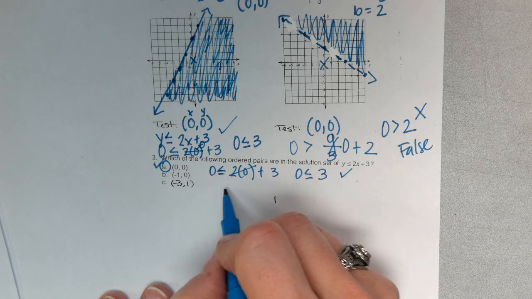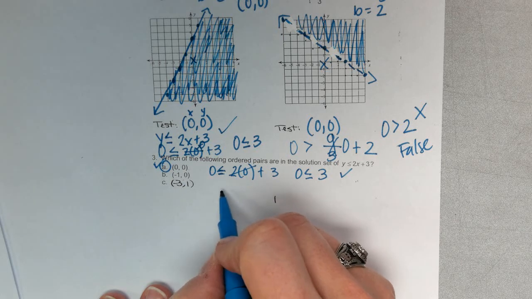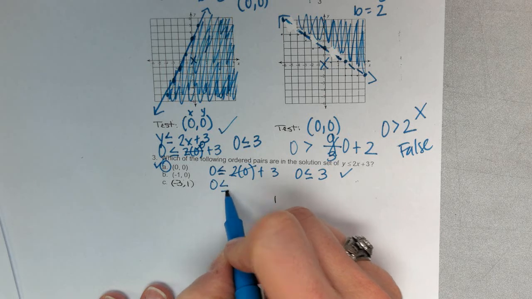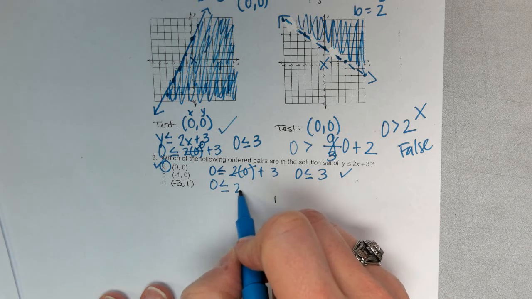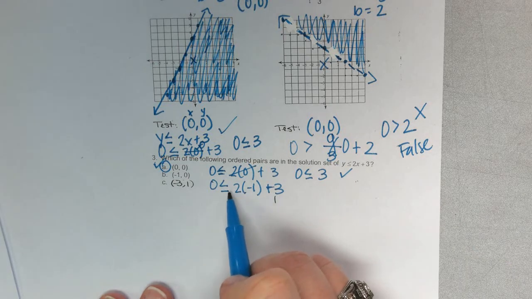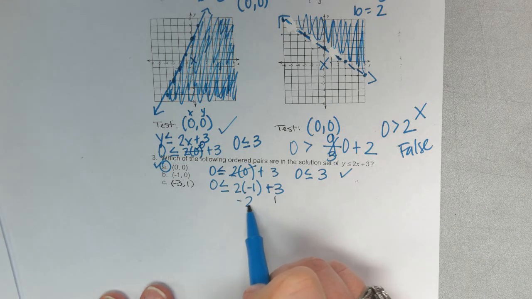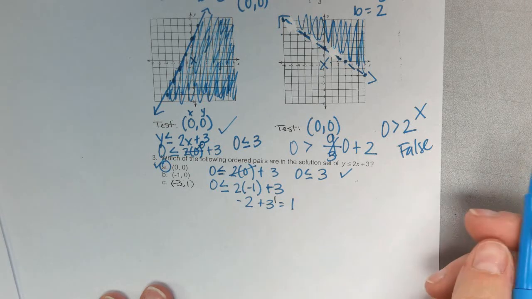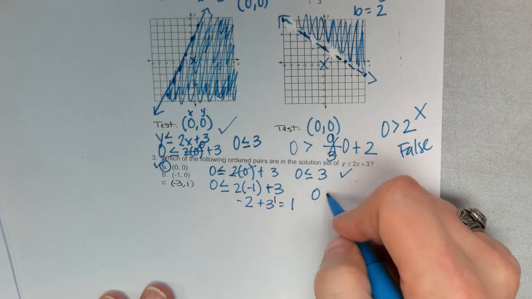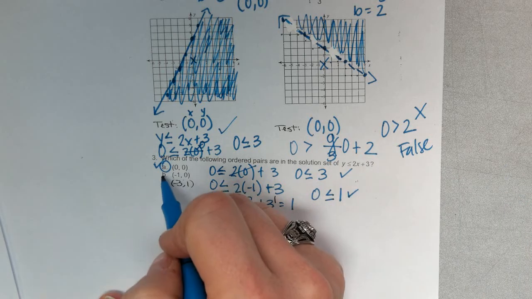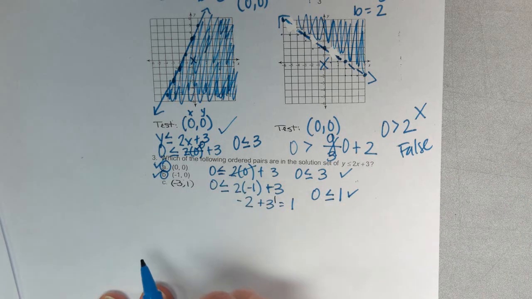Negative 1, 0. We're going to plug that into our equation. Our y is 0, is less than or equal to 2 times negative 1 plus 3. Well, 2 times negative 1 is negative 2, plus 3 is a positive 1. So is 0 less than or equal to positive 1? It is. So that is also a correct answer.